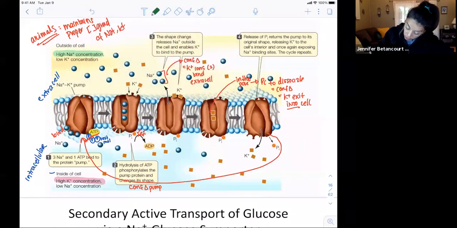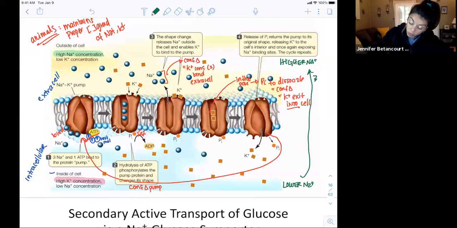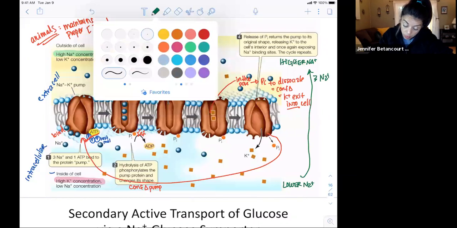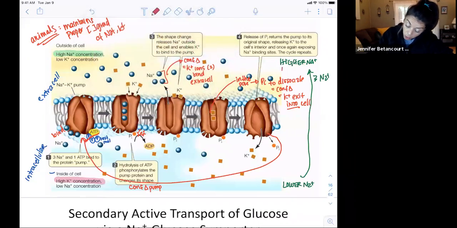Green. At the very end of this, the concentration of sodium is lower on the inside and even higher on the outside, right? Because you sent 3 molecules outside. And then the opposite is true for your potassium. It's even lower on the outside and higher on the inside. Why? Because you sent 2 molecules in.